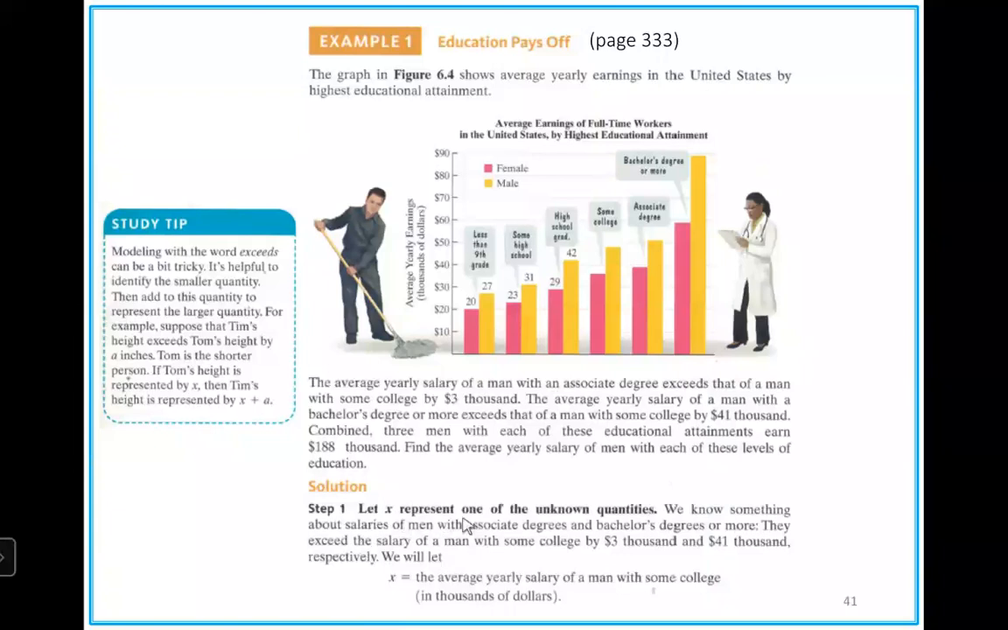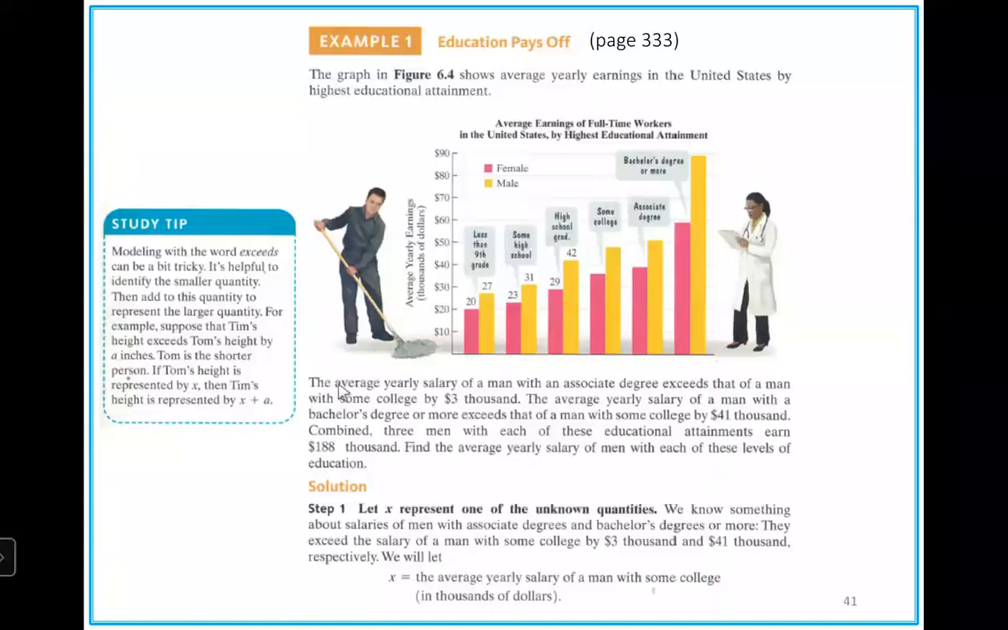So let X represent one of the unknown quantities. If you look on the left-hand side, the study tip says modeling with the word exceeds can be a bit tricky. It's helpful to identify the smaller quantity, then add to this quantity to represent the larger quantity. For example, suppose that Tim's height exceeds Tom's height by 8 inches. Tom is the shorter person. If Tom's height is represented by X, then Tim's height would be represented by X plus 8.